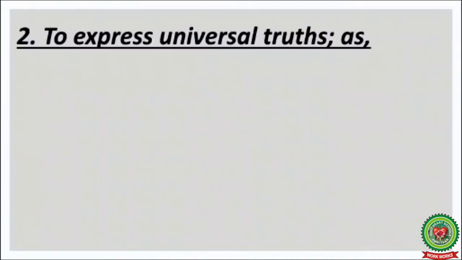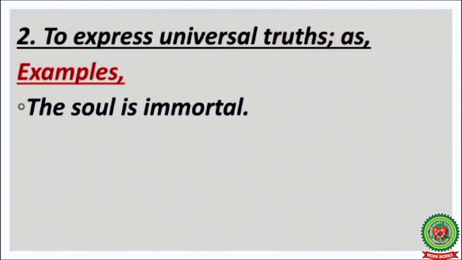The second point is to express universal truths. For example, the soul is immortal. Students, universal truth means which is applicable everywhere, means it holds good everywhere. The soul is immortal. It is a universal truth. It is applicable everywhere. So we have used simple present tense.